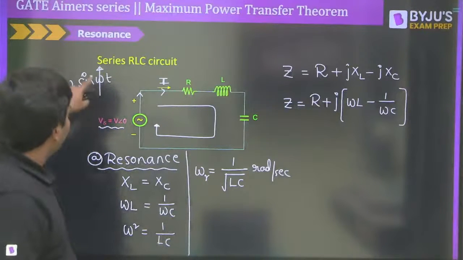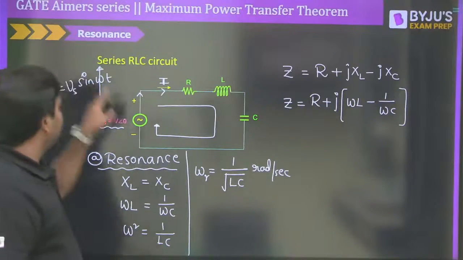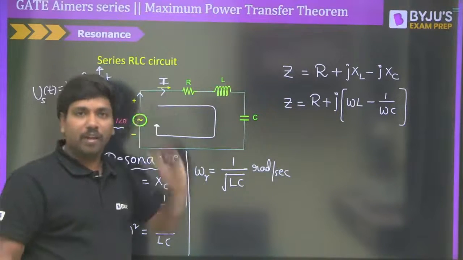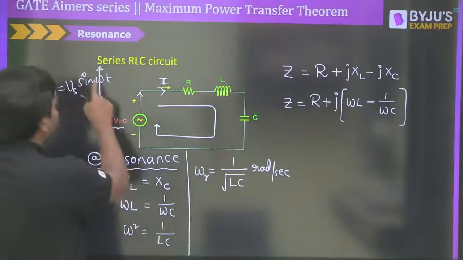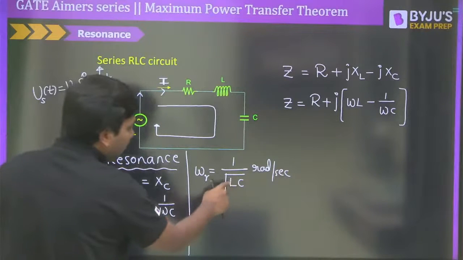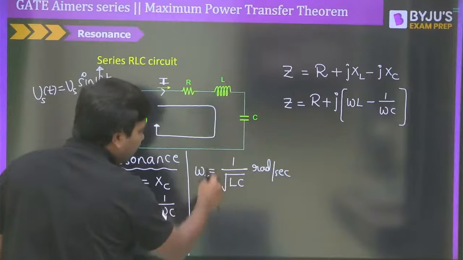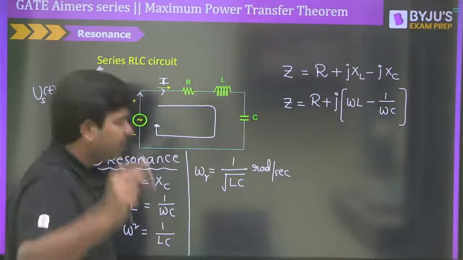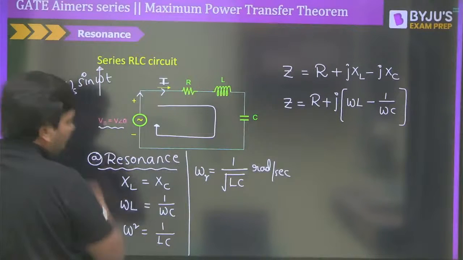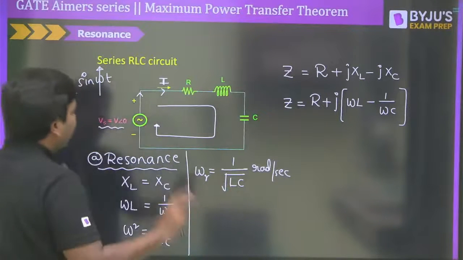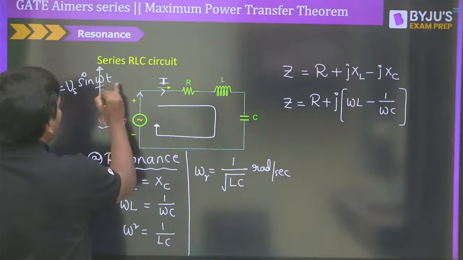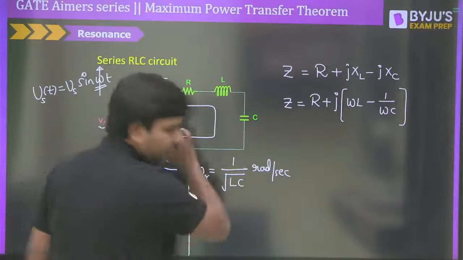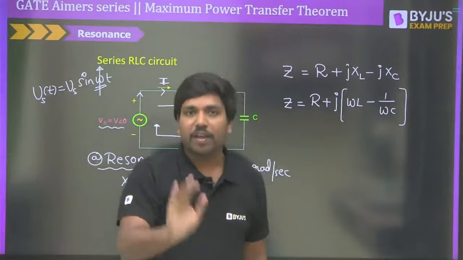Clear? Either we will vary the frequency, or we will fix the frequency and change the value of capacitor or inductor. Both cases are possible. Either we can fix the frequency here and change the value of L and C such that 1 by root LC becomes the input frequency. That is one case. The second case is we change the frequency and fix the values of L and C. But ultimately, whatever frequency you are writing here must be equal to the value we have here. Then we can say yes, resonance occurred.